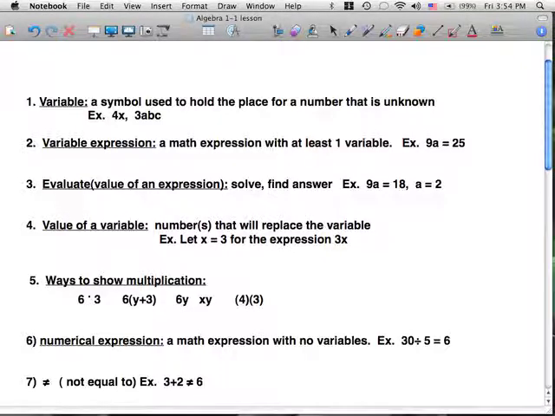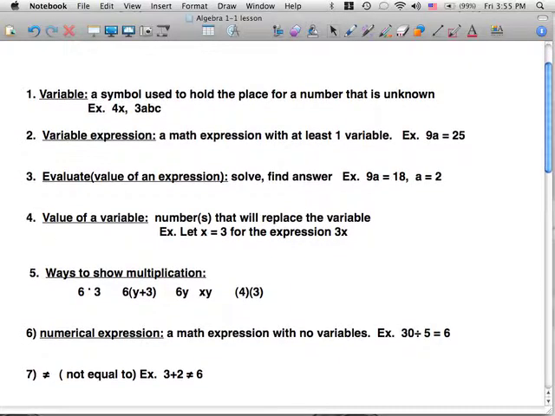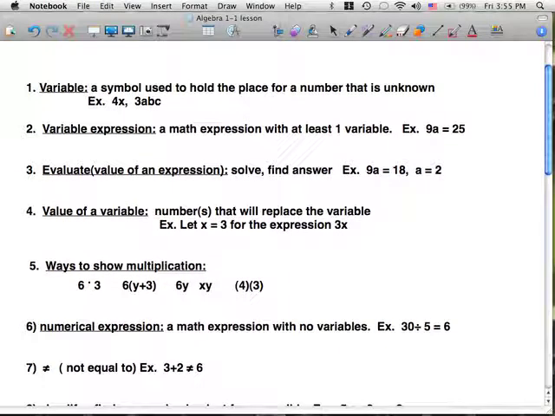A variable expression is a math expression that has at least one variable. For example, the expression 9a equals 25 is a variable expression because it has a, the variable. If you're asked to evaluate an expression, they want you to solve it. If you have a problem like 9a equals 18 and you're to evaluate it, the problem would give you the value of the variable. So a is 2. So 9 times 2 would be 18.